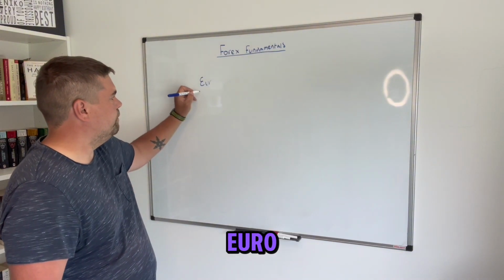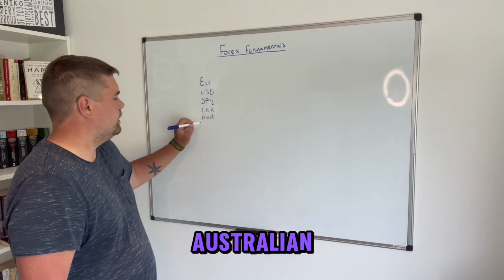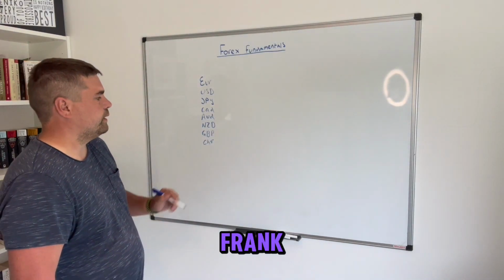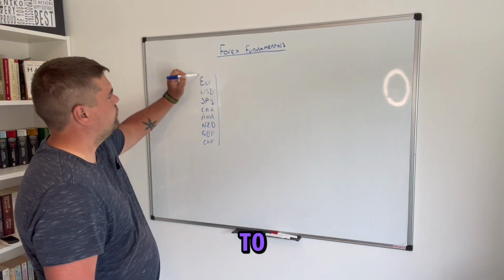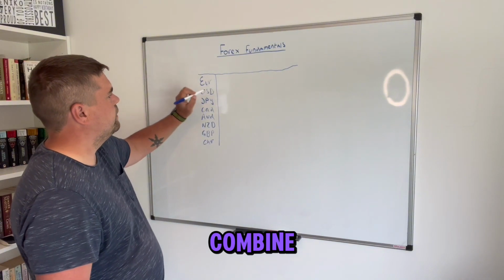But the major currencies that you can look at to form a currency pair are as follows: Euro, US dollar, Japanese yen, Canadian dollar, the Australian dollar, New Zealand dollar, pound, last but not least, the Swiss franc. So each of those, if you were to write the same across the top, you can now take each of these and you can combine the two.